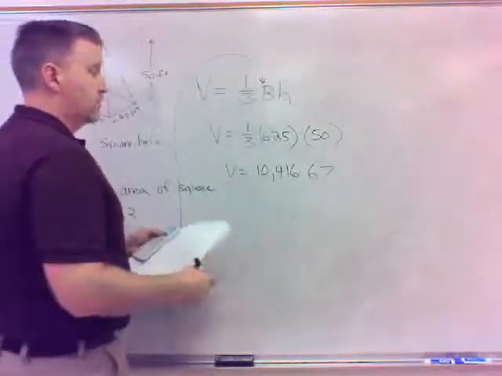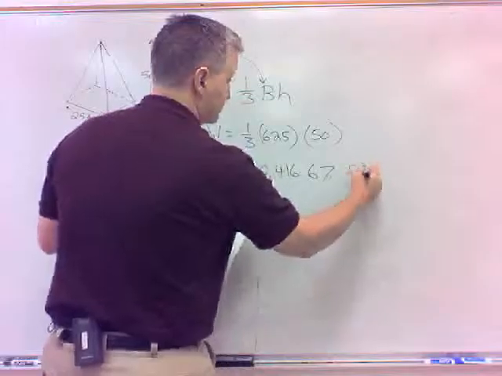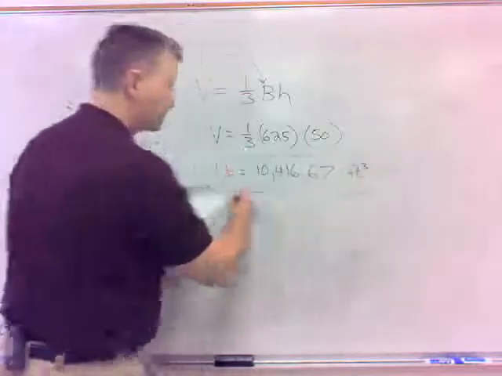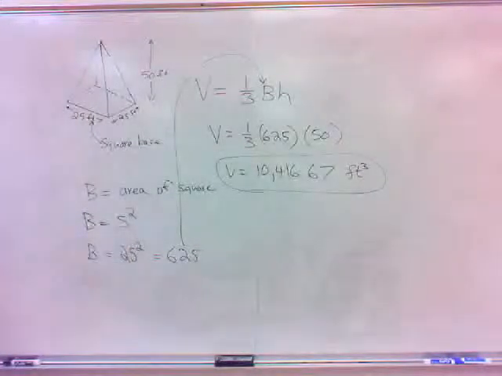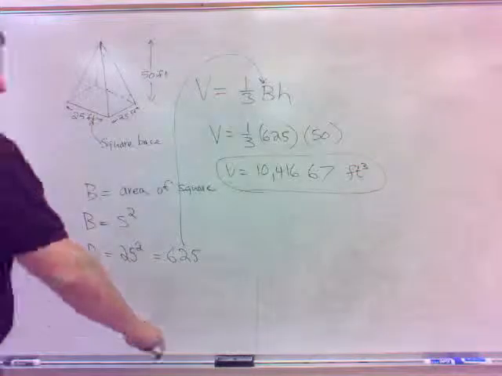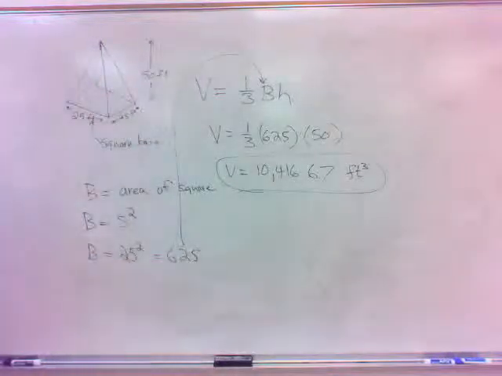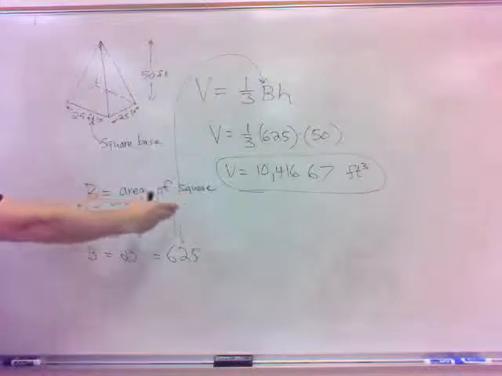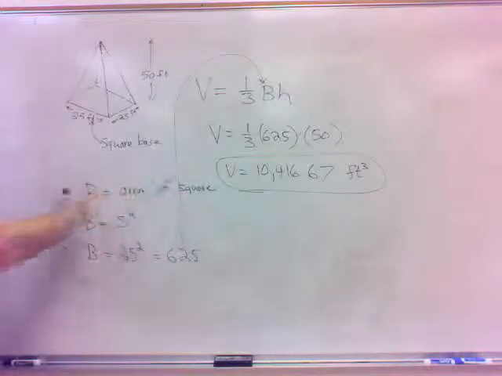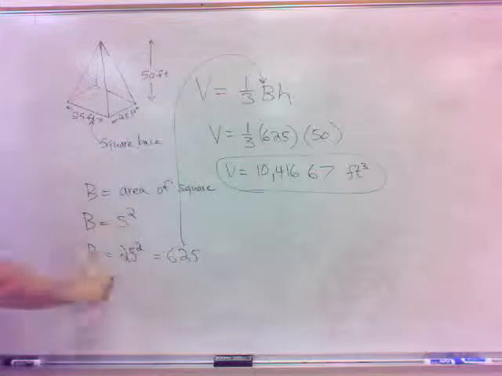And the units, what would be the units? Well, it's cubic units, so we've got feet cubed for the units. All right? So that's the volume of our pyramid. And just like with the prism, big B could be area of a triangle, could be area of a trapezoid, whatever the shape is, and that'll accordingly change your formula for big B. Okay?